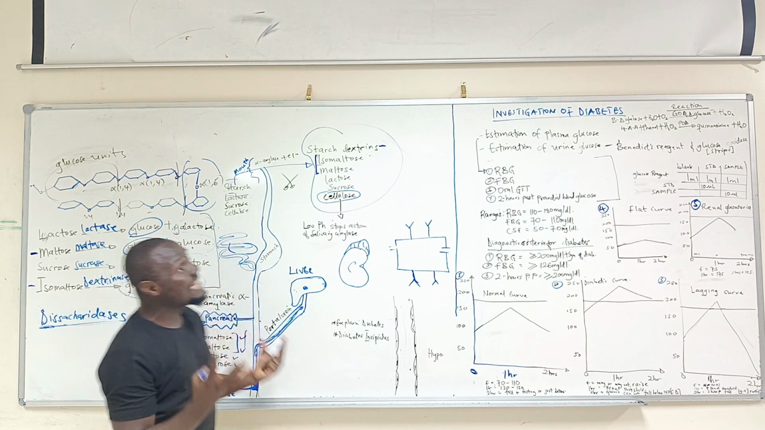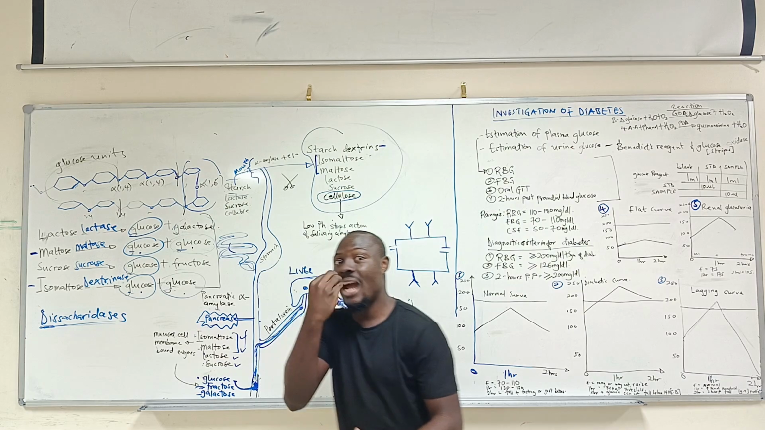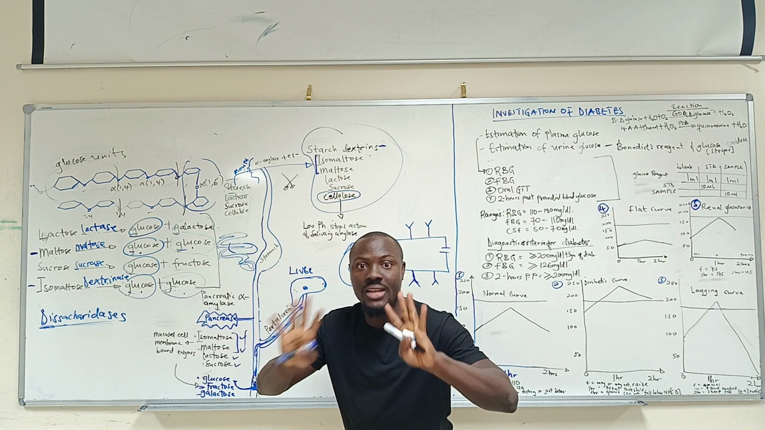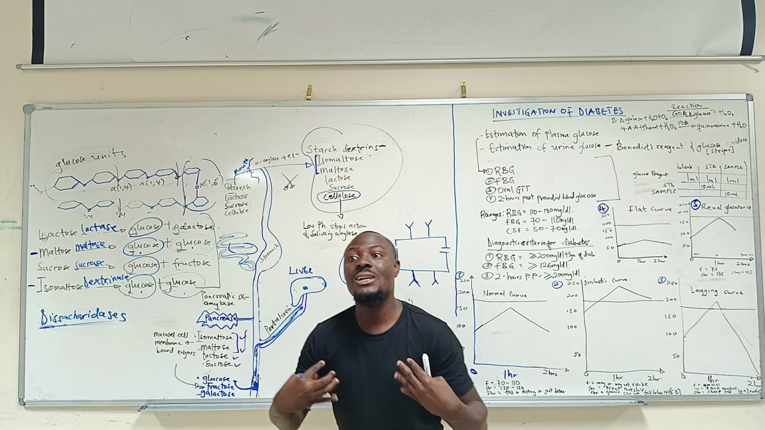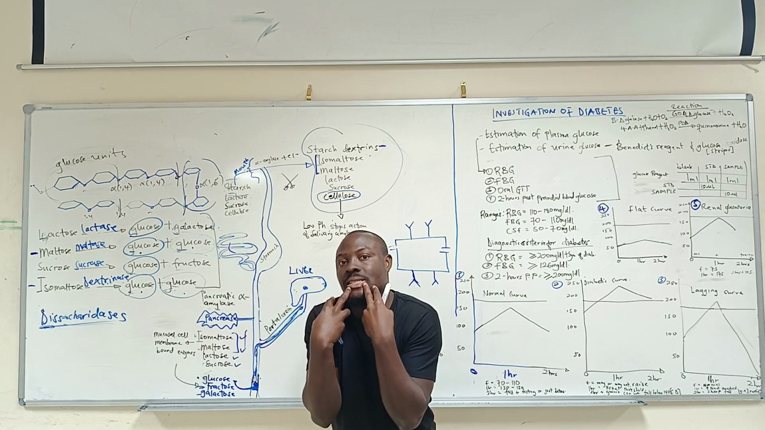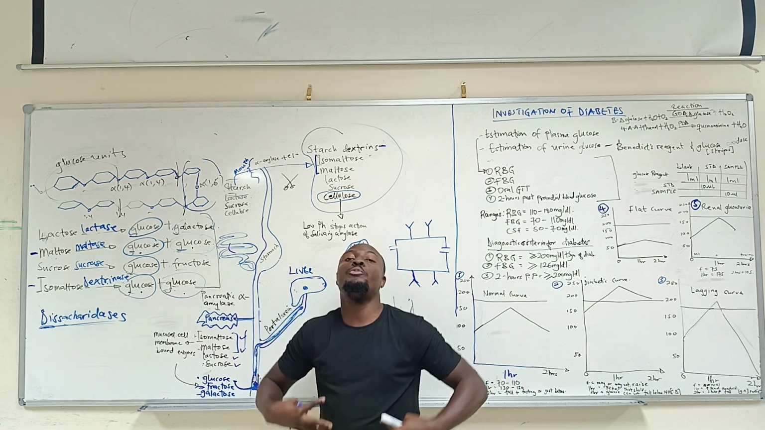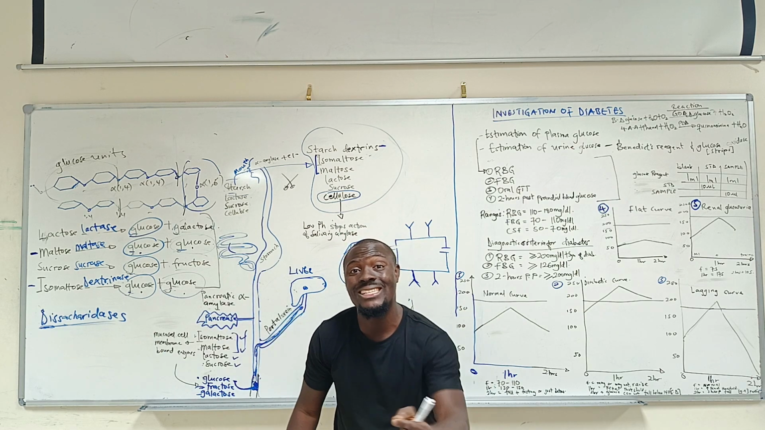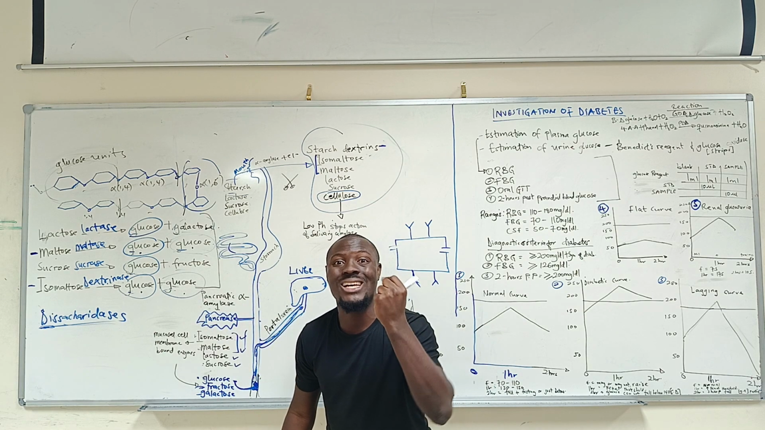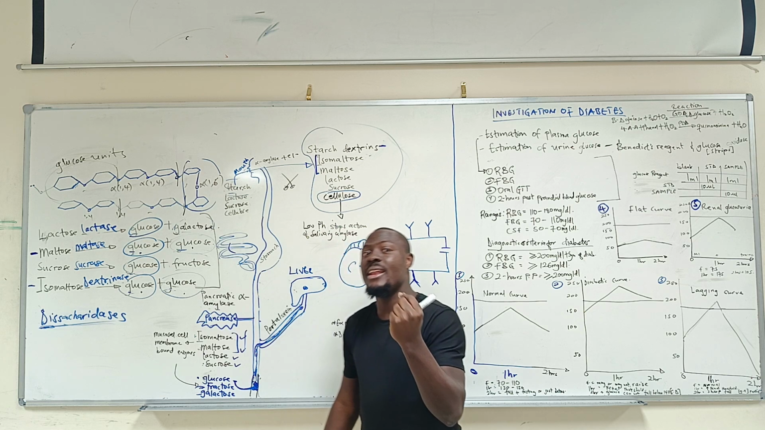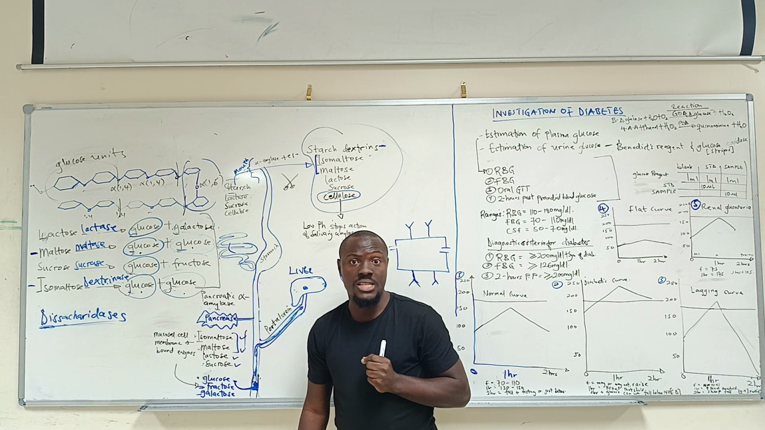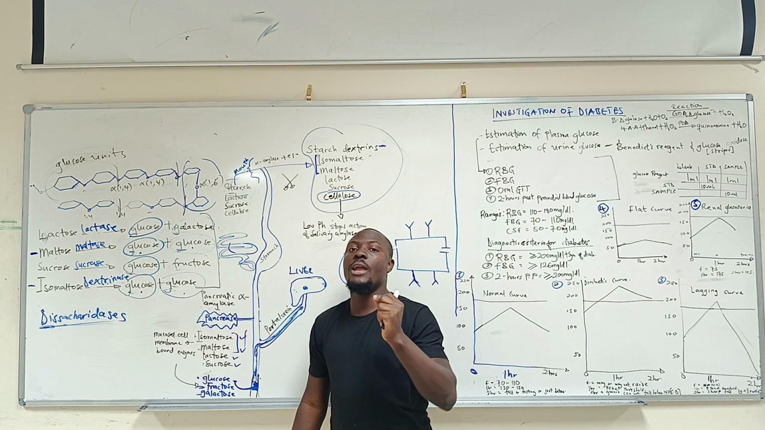So the whole idea here is that when you take in carbohydrate, whatever source the carbohydrate might be, you can't absorb it just as it is. It has to undergo a series of processes, and the end product of all these processes is a substance we refer to as glucose. I'm explaining this because this is very necessary to understanding the concept of diabetes.